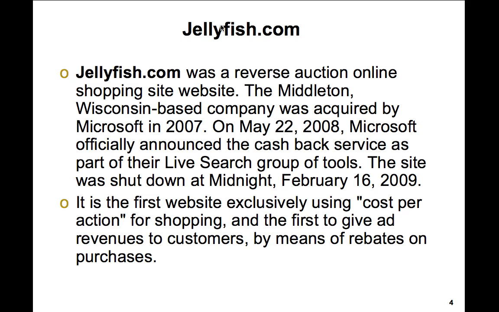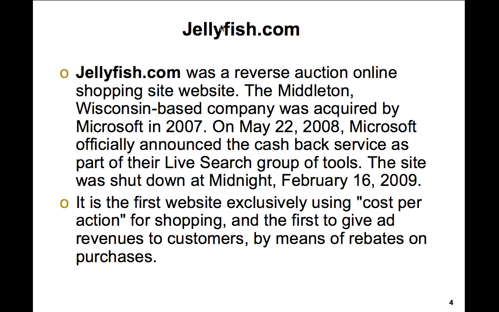So let's start with an example. If you took my data mining class, I talked about Jellyfish. Actually, it's no longer in business. It was bought out by Microsoft. Some of the features became part of the live search tools. In fact, you see some of them in Windows 7 and some of the built-in features for searching and finding. What this was essentially is a company that did things a different way.